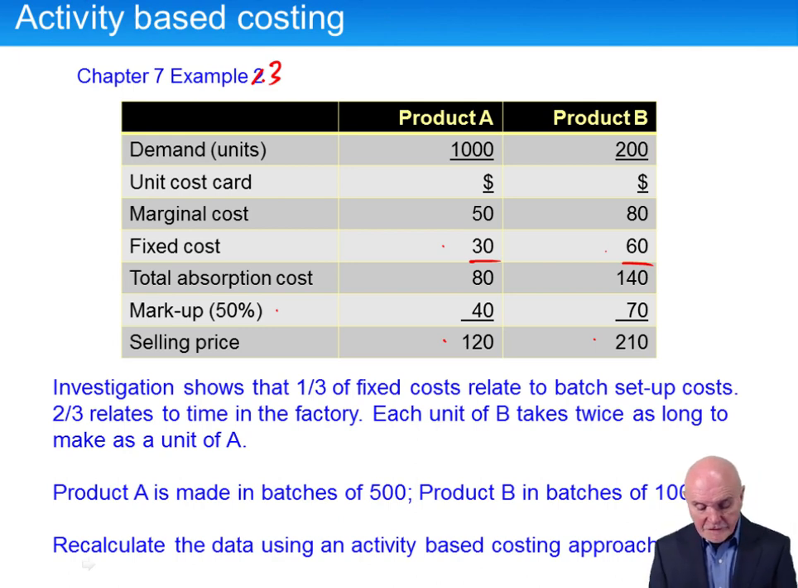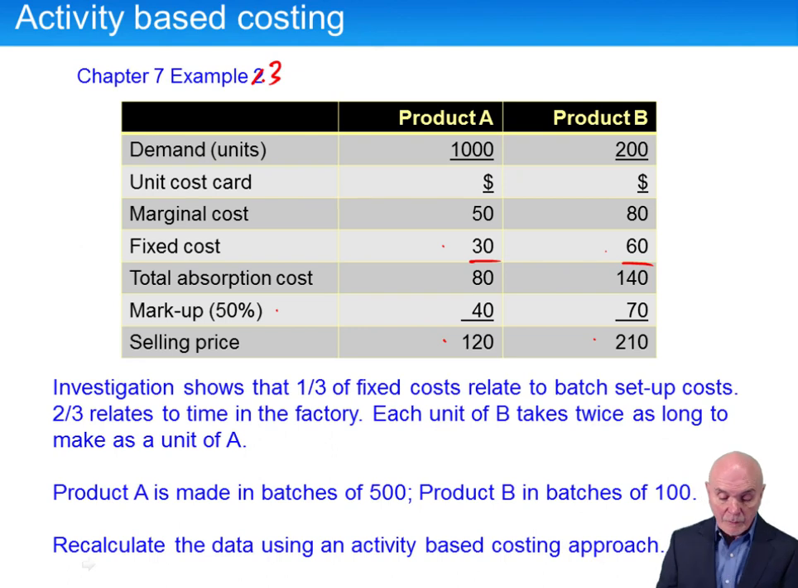So, first of all, we would have to find out what the total overhead costs are. Then we'll divide them 1/3, 2/3. That's really saying that 1/3 of these costs relate to the setup cost pool. The other 2/3 of the costs relate to all the other stuff that's going on in the factory. So what will the total overhead costs have been?